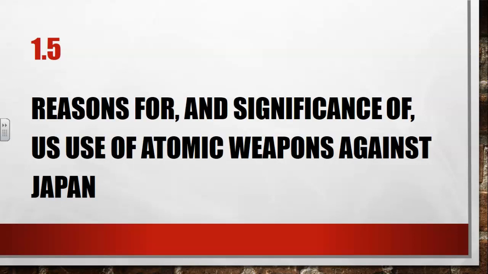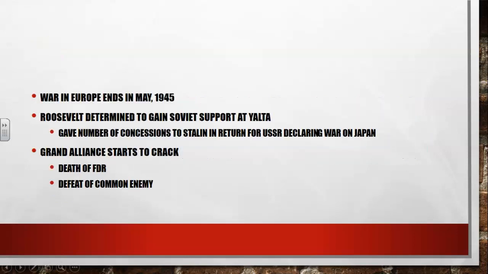All right, new section 1.5, reasons for and significance of the United States' use of atomic weapons against Japan. Now, the war in Europe is going to end in May of 1945. Okay, the Soviets have gone into Berlin. Hitler commits suicide. War is over.